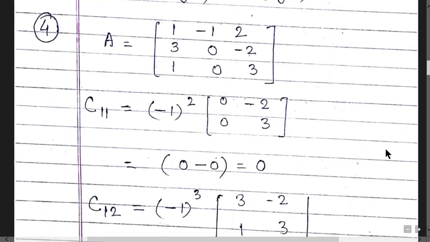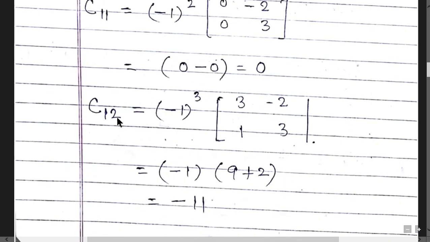What about question number 4? Again the values are given to you. A 3 into 3 matrix, and C11. What about C11? Eliminating the first row and first column: 0, 0, minus 2 and 3. Cross multiply, you will get only 0.